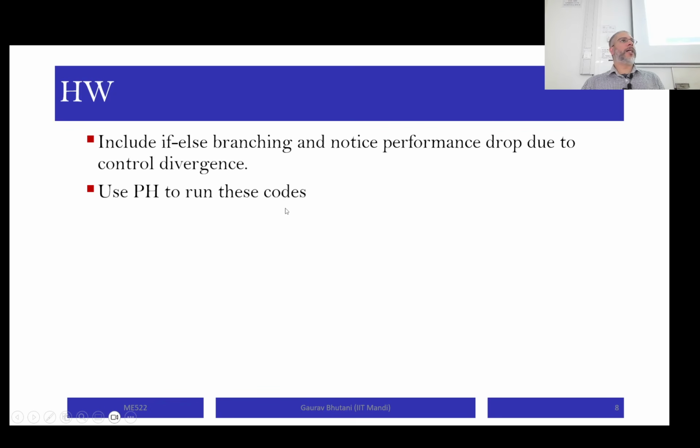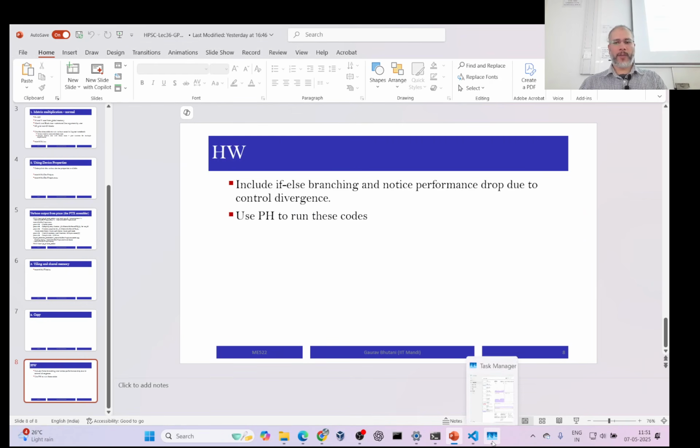So I leave it to you to go back home and try to run all these on Param Himalaya, and also try an if-else branching. I didn't show that to you, but remember we discussed that if you do an if-else branching which results in control divergence, it will drop the performance. So you have to be careful with having too many if and else statements, because that creates divergence in the control sequence. So that's sort of the end of CUDA.